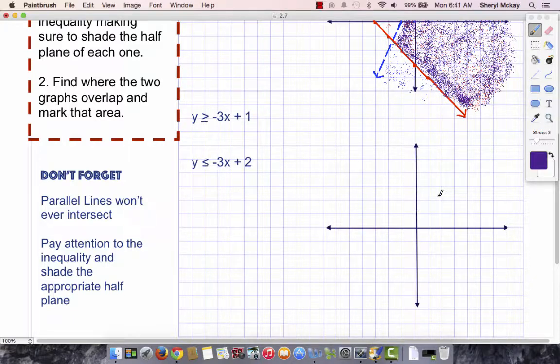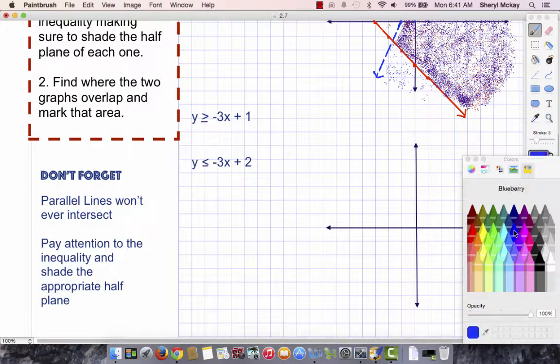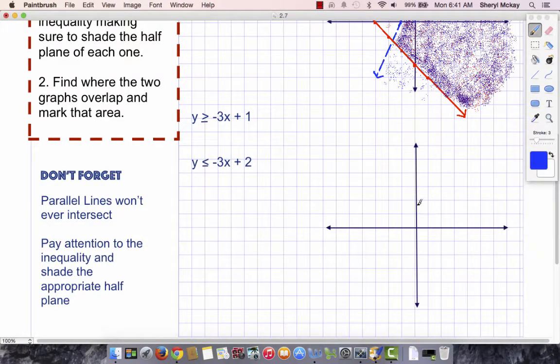So you should have done one at the y-intercept, and then done a -3, 1, 2, 3 over 1, 1, 2, 3 over 1. This is a solid line, so actually I'm going to do this one up here too. 1, 2, 3 over 1. So your line should have looked something like this.